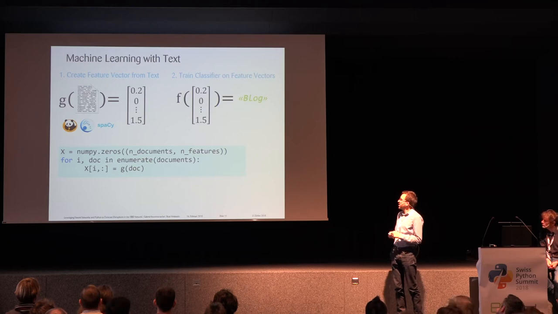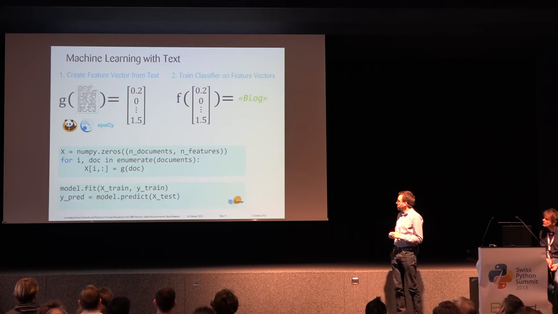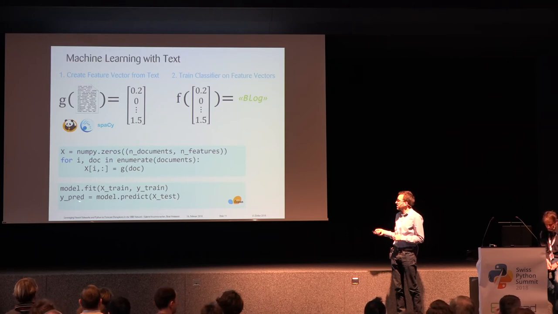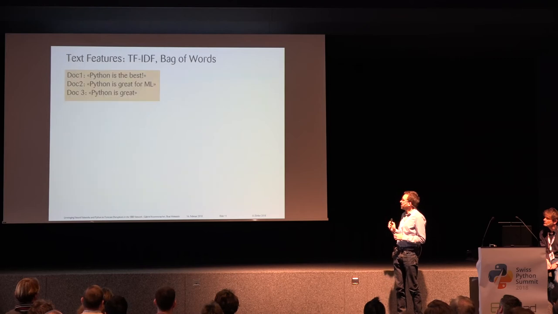And then we can take these vectors and apply our machine learning model F, and this will then use the vector and predict that this was a blog post. And for this we can use scikit-learn, for instance, so we can take the model, we fit it on this training data that we converted into these nice numeric matrices and these NumPy arrays, and then we can use the test data that we also transformed and predict the test data and get the predictions. So this is basically the two-stage procedure.